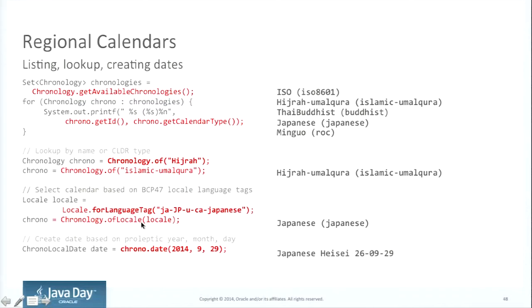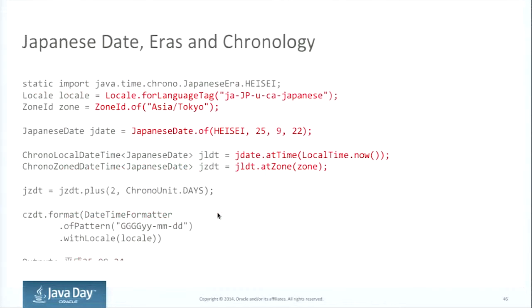You can also create chronologies from locales. So in this case, I'm creating a chronology that is based on the Japanese locale. So when I create a date that is 2014, September 29, I create a new date using the chronology that was the Japanese locale. Okay.